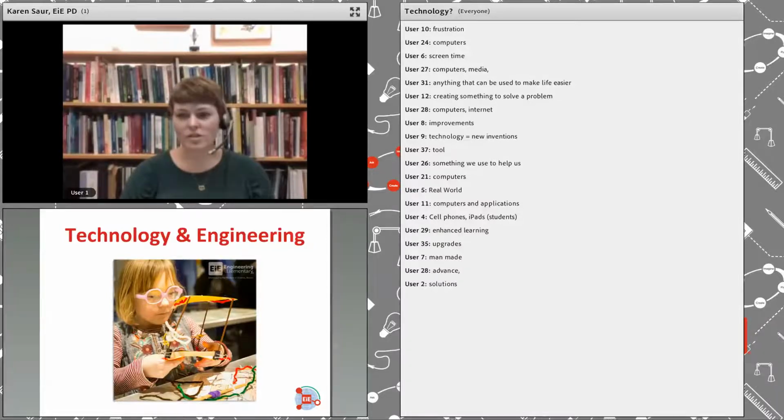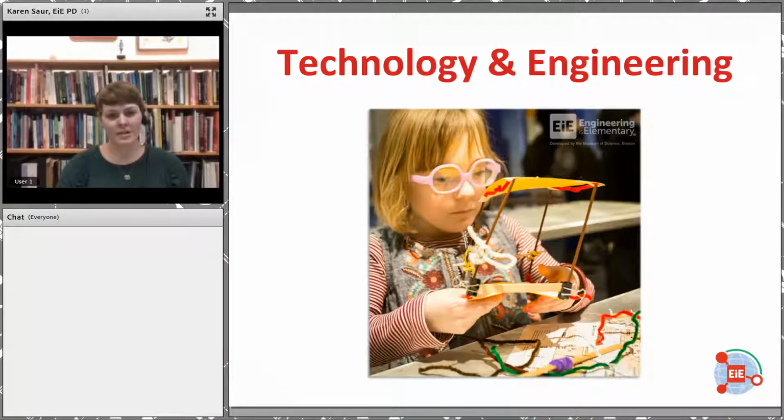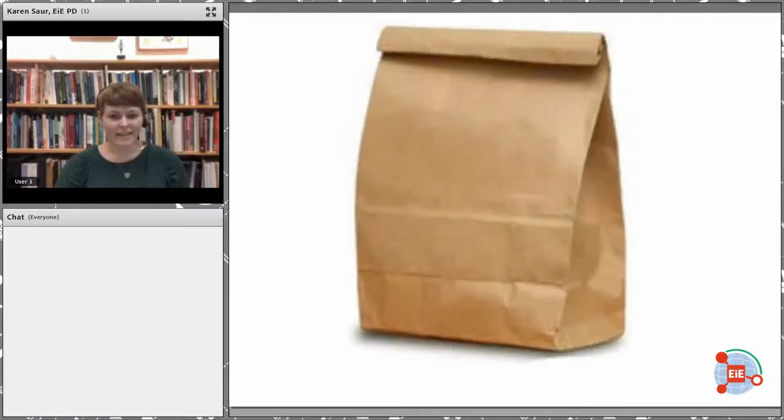So I'm going to move us again to another layout where we're going to take a deeper look in what we consider technology here at Engineering is Elementary. So we're going to play a little virtual activity, and this is a preparatory lesson that we like to call Tech in a Bag. And here's my bag.